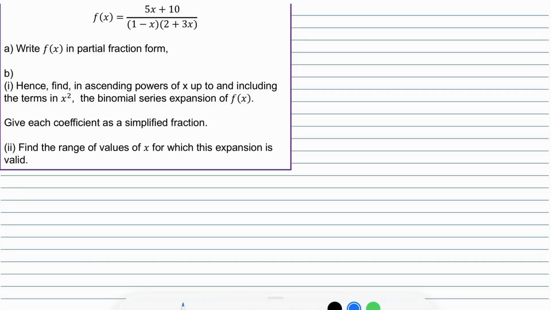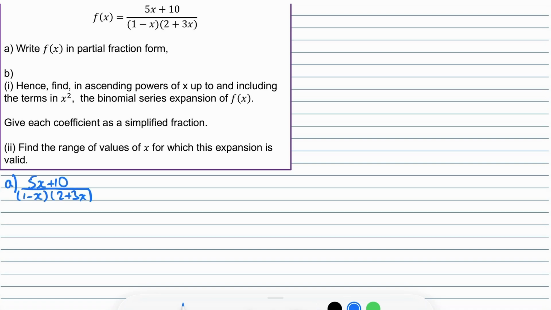Hi everyone. So here we've got an exam question involving partial fractions. In part A, we need to write f of x in partial fraction form, and in part B, we need to use that to find the binomial series expansion of f of x. So do you want to give part A a go yourself? You can pause the video, and when you come back, you can check your working with mine.